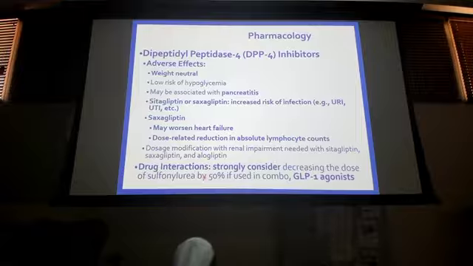And saxagliptin also can worsen heart failure, so caution with patients who have heart failure. Dose-related reduction in absolute lymphocyte counts as well with saxagliptin. And then side note there, any patients with poor renal function have to have their doses adjusted with the S drugs and alogliptin. And then our drug-to-drug interactions, we have to decrease that sulfonylurea by 50%. But as we already stated before, no DPP with our GLP, so no dip with GLP is what I'm saying.